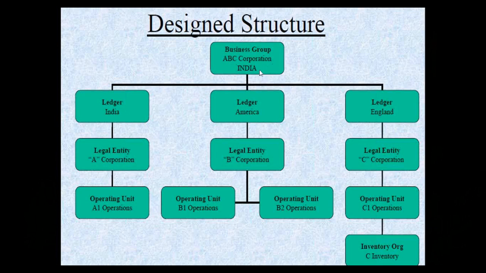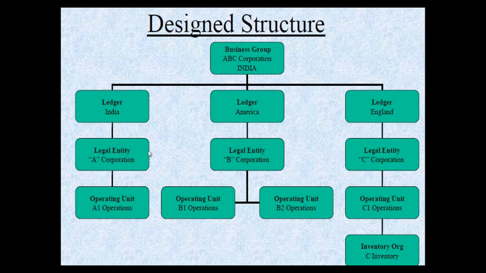Say there's one ABC corporation in India which has got 3 ledgers. Why 3 ledgers? Because these are maintained in different currency. Per business you can have one primary ledger, and then you can have multiple ledgers. Say in America this ledger is primary for America. And America ledger can have multiple secondary ledgers too. We'll get into this a little later on. First understand the primary ledger concept. So every business will have a primary ledger to record their accounting transactions.